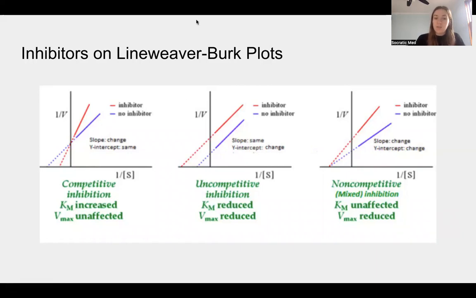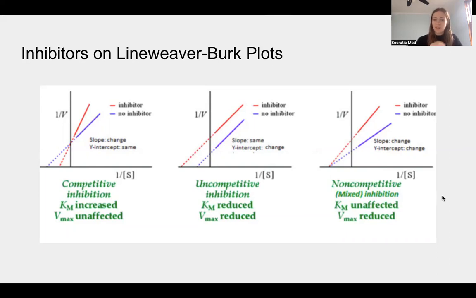Uncompetitive inhibition, this was the graph in our question. This is showing that our Km is decreasing, so we're moving further away from the origin, and Vmax is decreasing as well, so we're also moving further away from the origin. Non-competitive inhibition, you will have the same x-intercept because our Km is unaffected for non-competitive inhibitors, and our Vmax will decrease, so we will be moving further away from our origin.